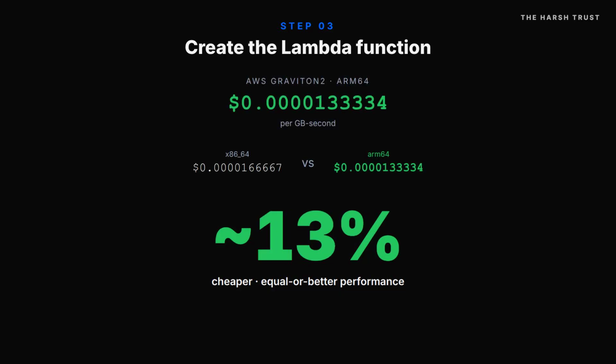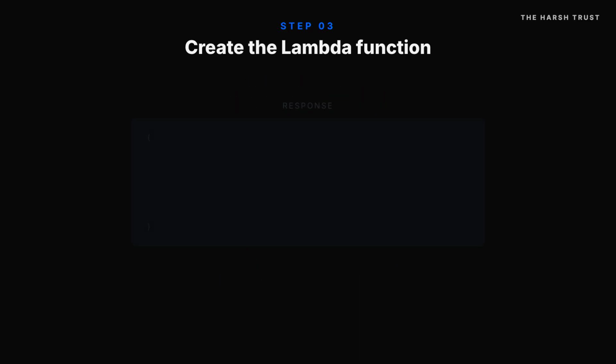ARM64 runs on AWS Graviton 2 and is priced at $0.0000133334 per GB-second, roughly 20% cheaper than x86, with equivalent or better performance for most workloads.